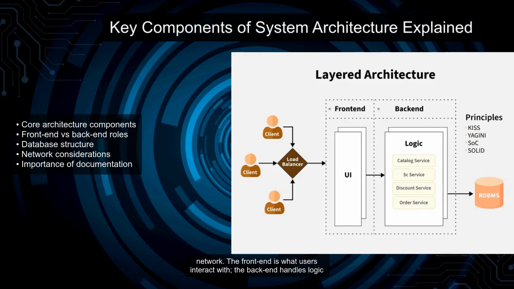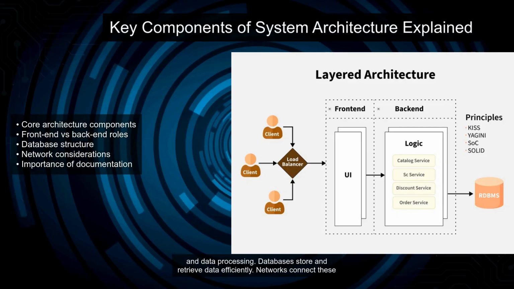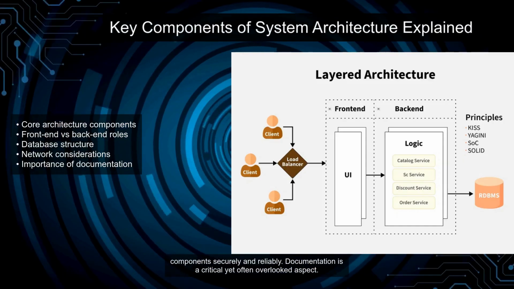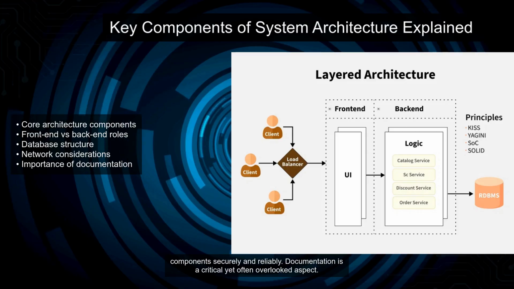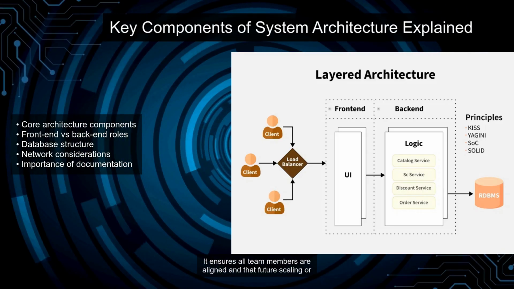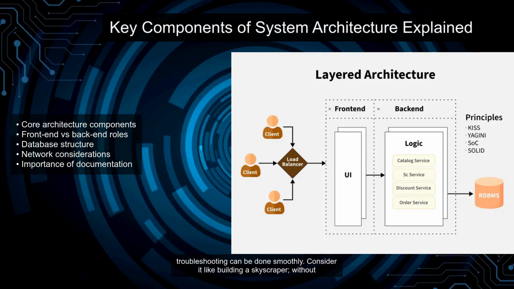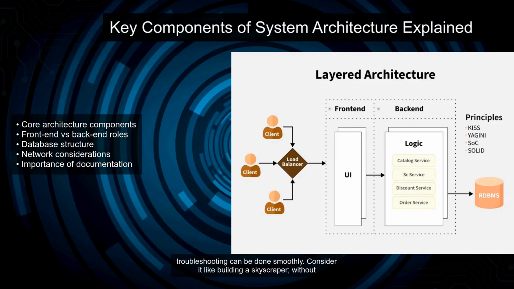The front-end is what users interact with, the back-end handles logic and data processing. Databases store and retrieve data efficiently. Networks connect these components securely and reliably. Documentation is a critical yet often overlooked aspect. It ensures all team members are aligned and that future scaling or troubleshooting can be done smoothly.